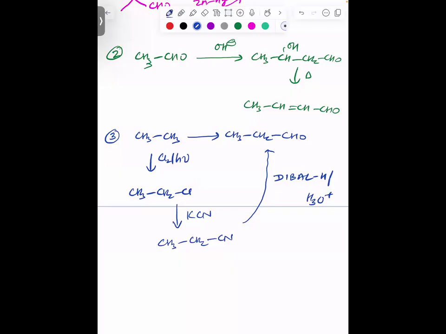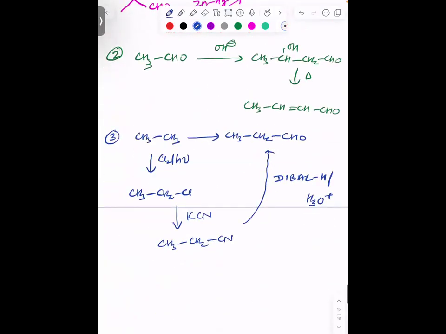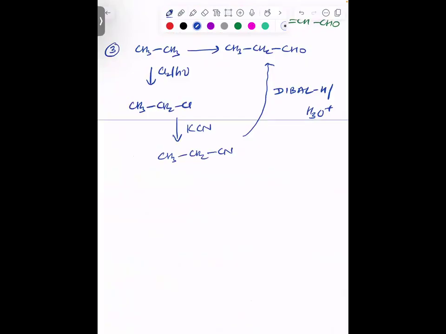Next is benzene to meta-nitrobenzaldehyde. So we see benzene is converted to meta-nitrobenzaldehyde. That means first we make benzaldehyde, then nitrate the benzaldehyde, then that will be converted to meta-nitrobenzaldehyde. So how to get benzaldehyde directly from benzene? Tell me.